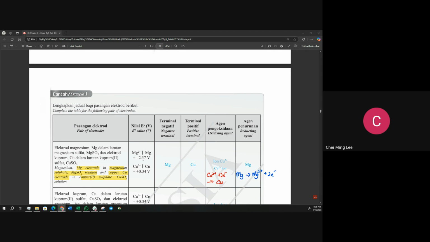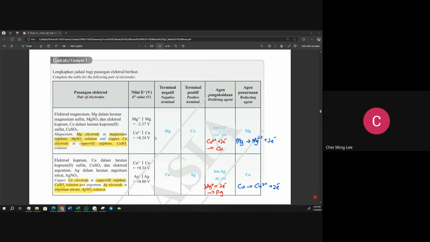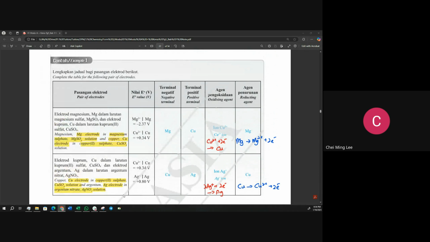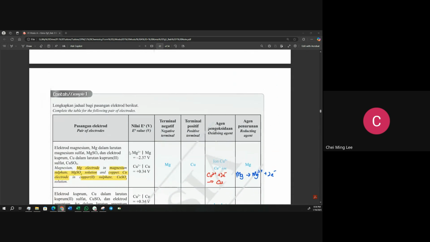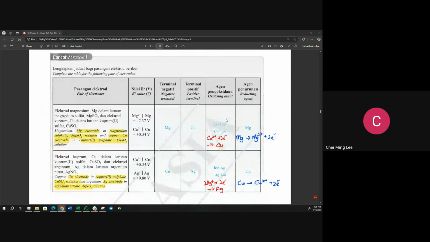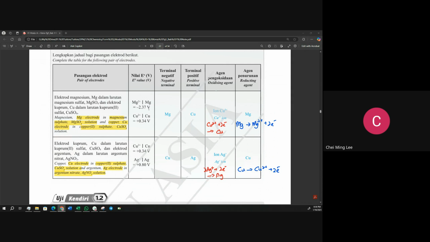Now, when we compare the value, how much is it? The value will be calculated by using cathode minus anode. So cathode minus anode, minus negative. So now for this one, copper.